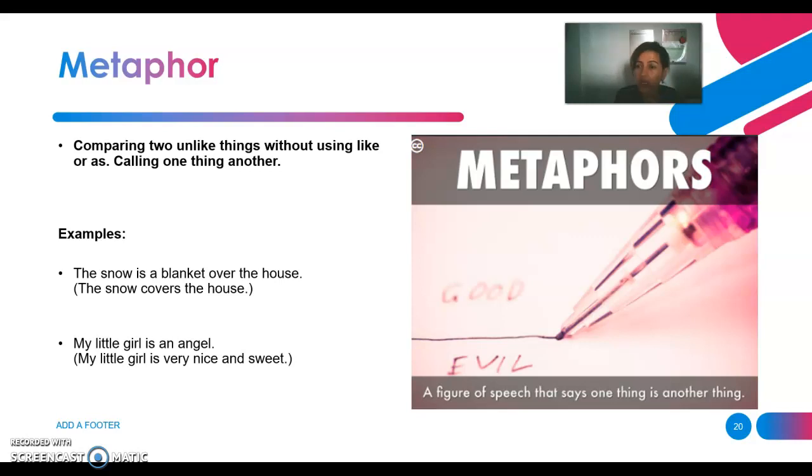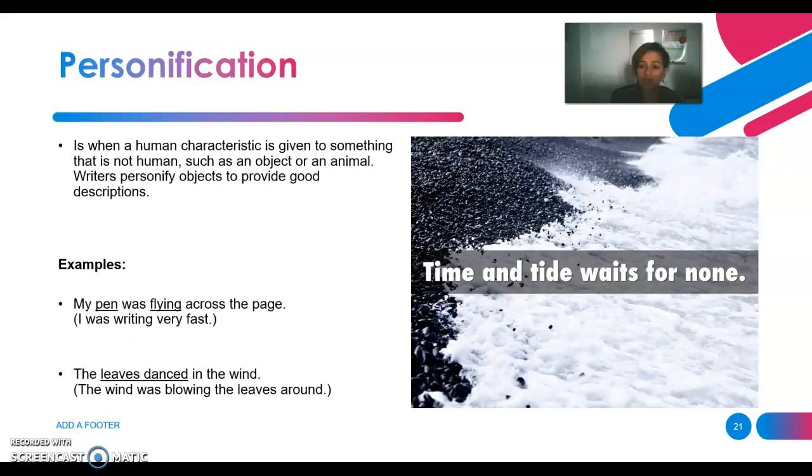Let's move on to the next one. So we have personification. Here we have again this example from the do now. At this point we know exactly what this is. This is when a human characteristic is given to something that is not human, such as an object or an animal. Writers personify objects to provide good descriptions. One example is, my pen was flying across the page.